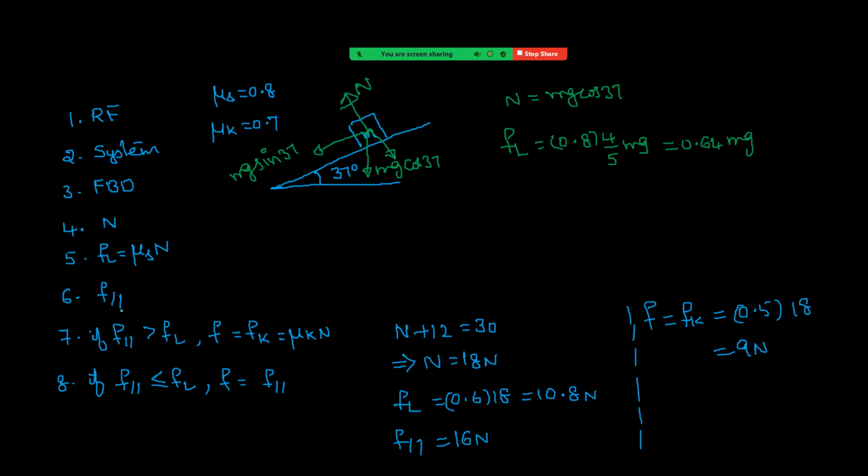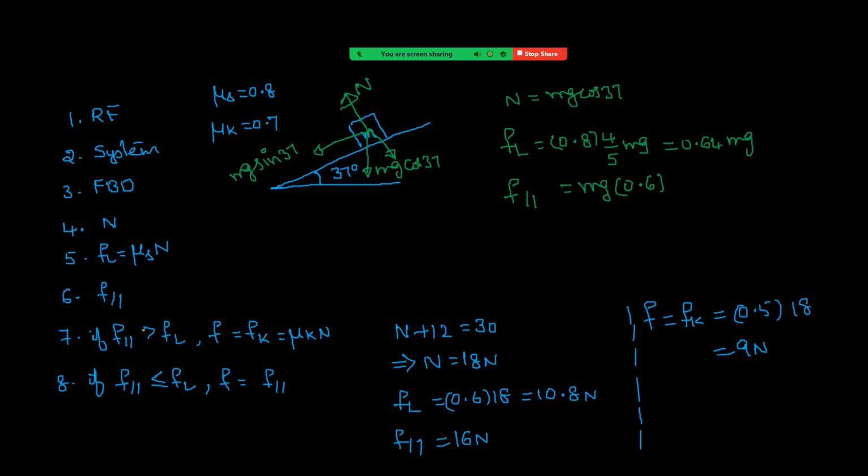Next, calculate the net parallel force, that means the net force parallel to the contact surface. That is mg sine 37. This is the only force acting apart from friction. So F parallel is equal to mg into sine 37. Sine 37 is 3 by 5, which means 0.6.